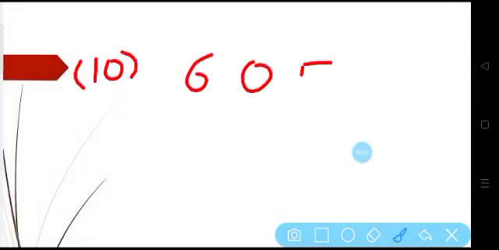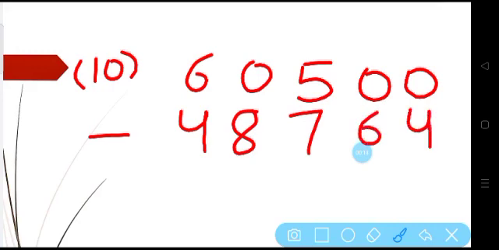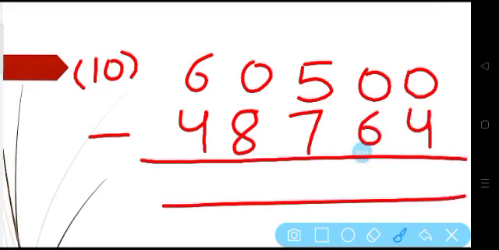Now let us do question number 10 students. Question number 10 is 60,500 and subtrahend is 48,764. Okay. So again you can see students, here it is 0, here it is 4. So you will borrow from 5. 5 will become 4. This 0 will become 9 and this 0 will become 10.